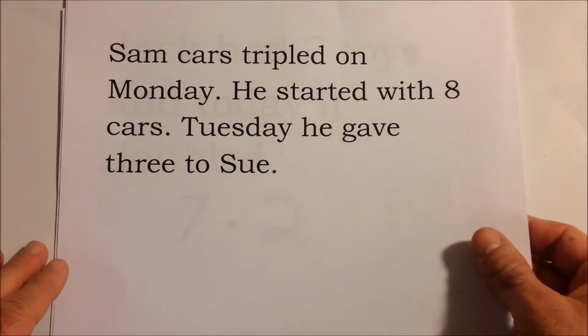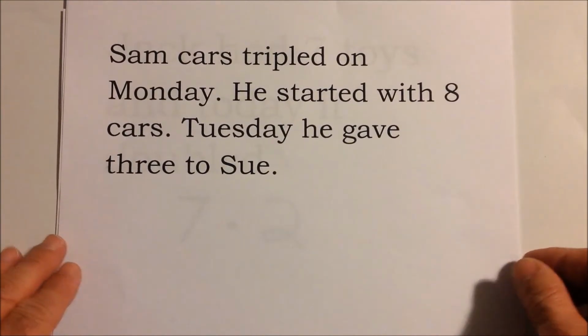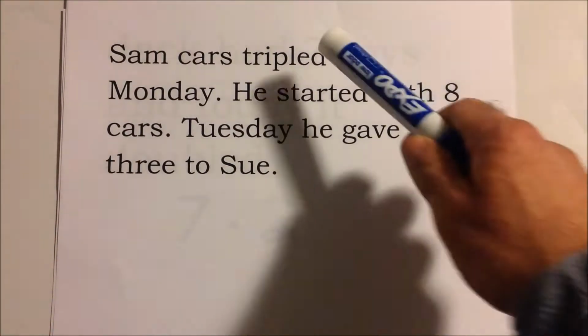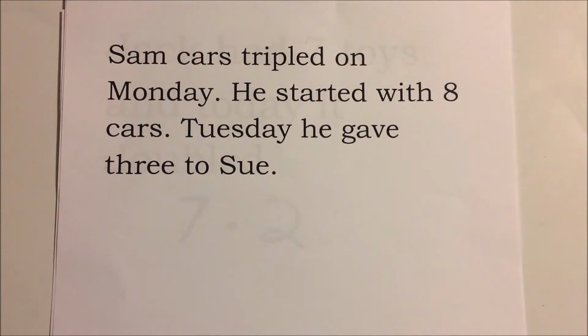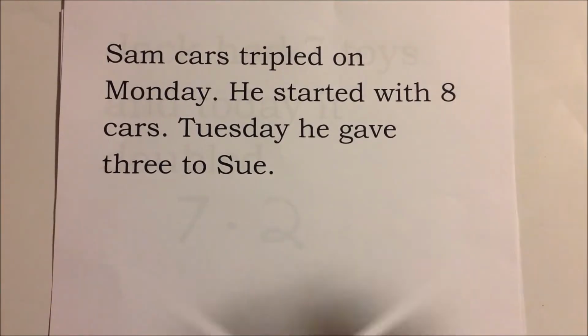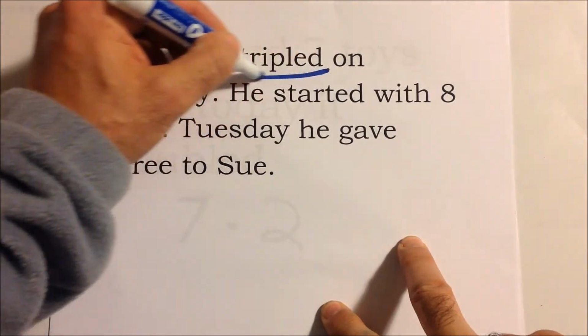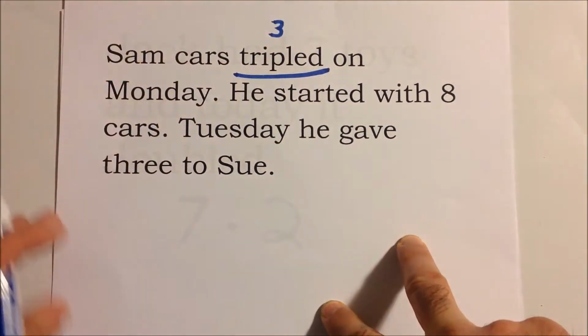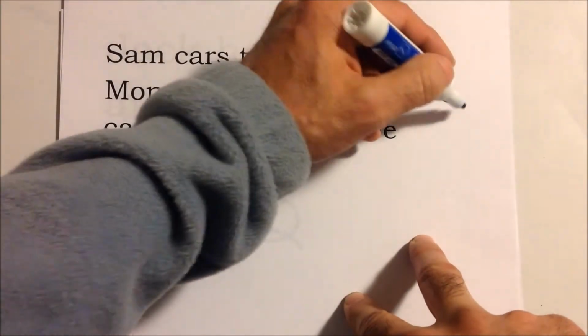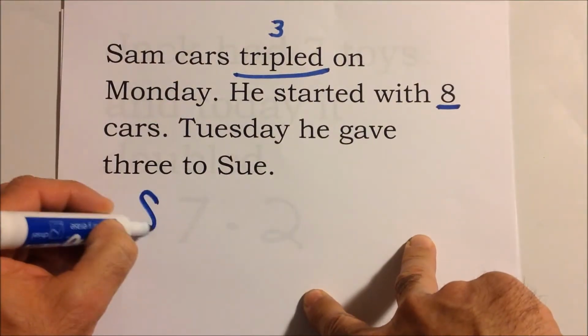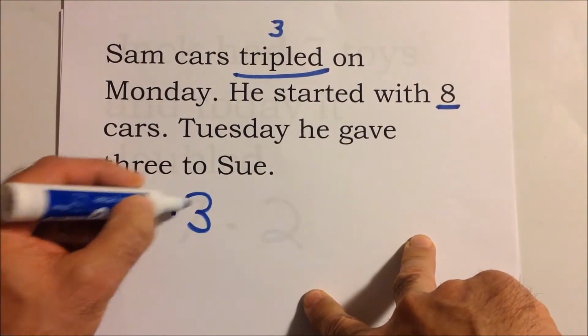Try this one. Sam's cars tripled on Monday. Remember the key word tripled. He started with 8 cars, and Tuesday he gave 3 to Sue. What kind of an expression can you make with this? Okay, well, let's look. Remember the key word tripled here. That's a 3, right? We always use a 3 when it's tripled. He had 8 cars, right? So it's 8 times 3 because it tripled.